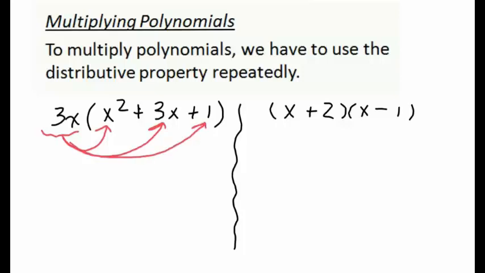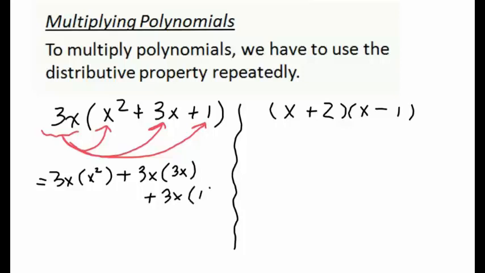So the distributive property would tell me that I need to take 3x, multiply by x squared. I keep my sign, which is addition. I take my 3x and I multiply by my second 3x. I keep my sign, and then I take my 3x and I multiply by our last term, which is the number 1. From here, we know how to multiply monomials, so we can simplify this expression.